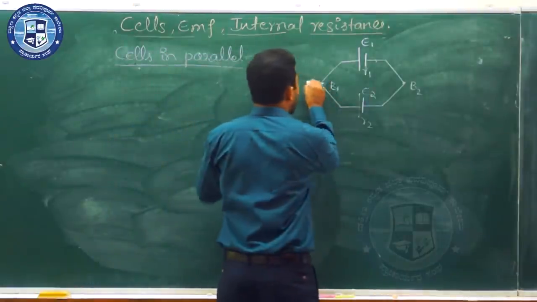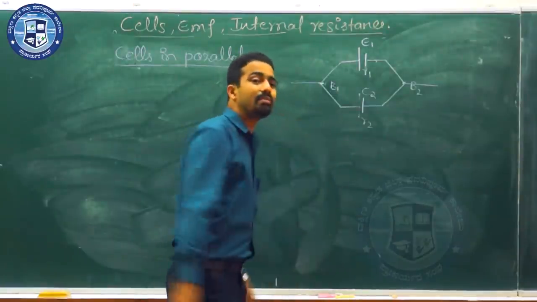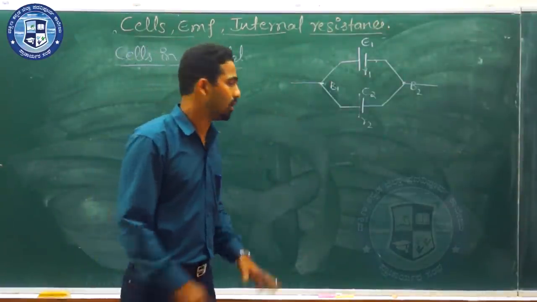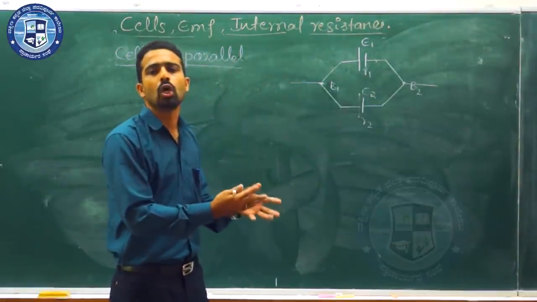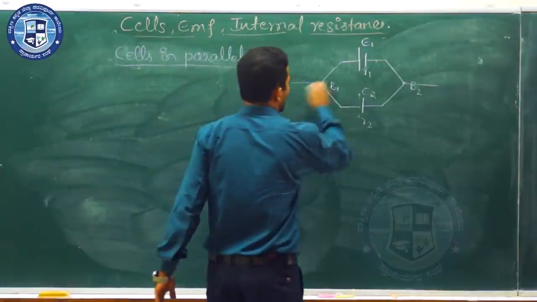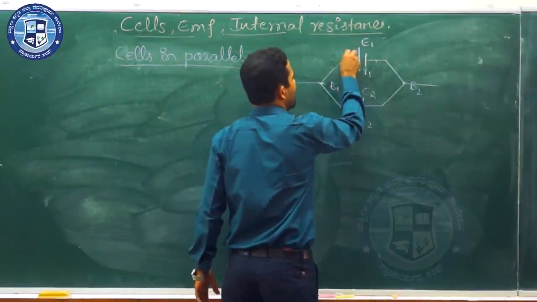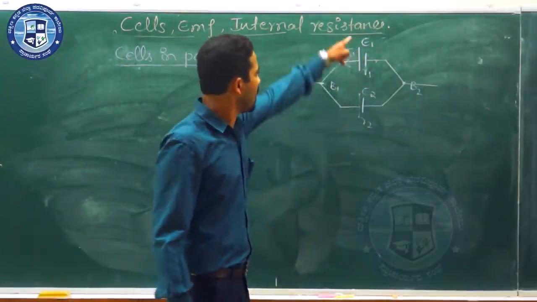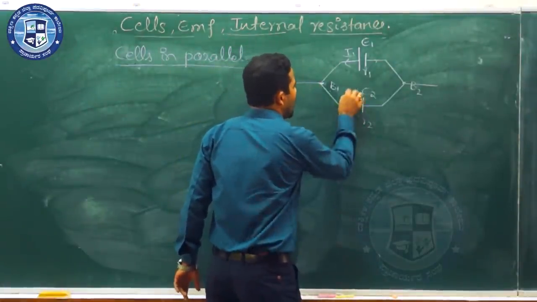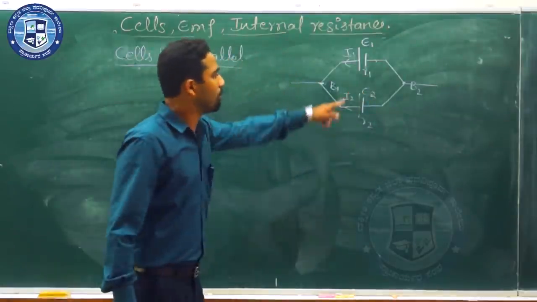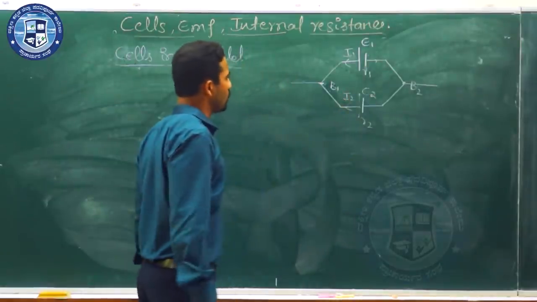So from this point, you have to connect it to some external circuit. That means you have to connect some resistor, or you can connect a bulb also. Something has to be there, otherwise no current will flow. Once you connect it, some amount of current will flow from this. Let me say I1. I1 is the current from this cell of EMF E1. In the same way, another current I2 will be flowing from the cell of EMF E2.